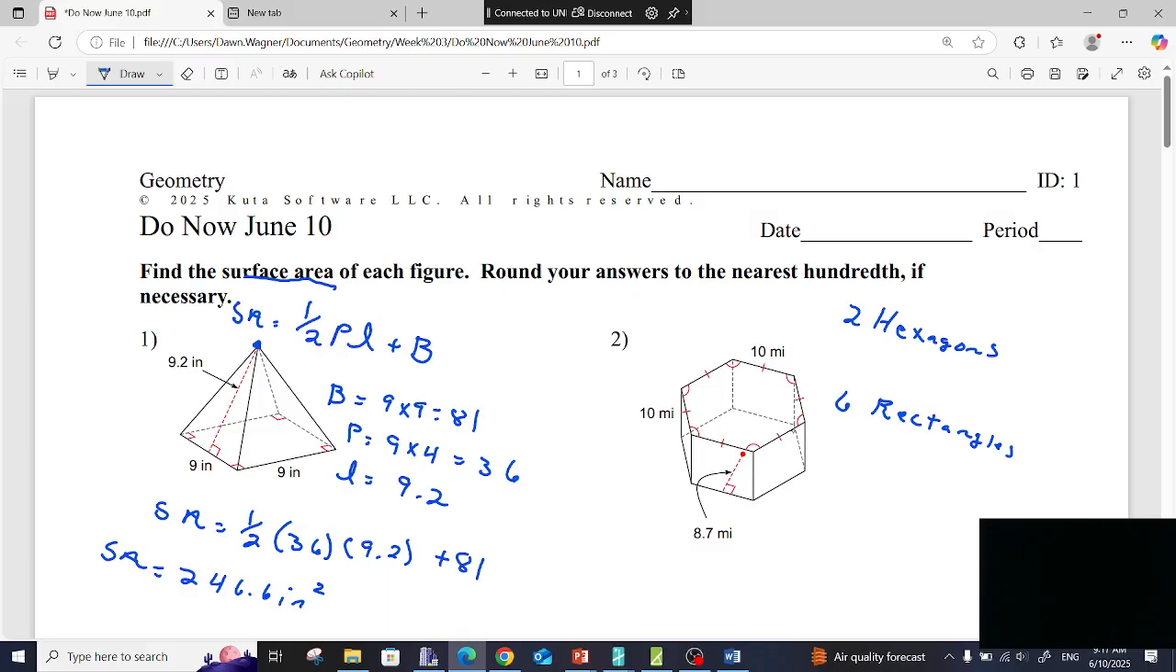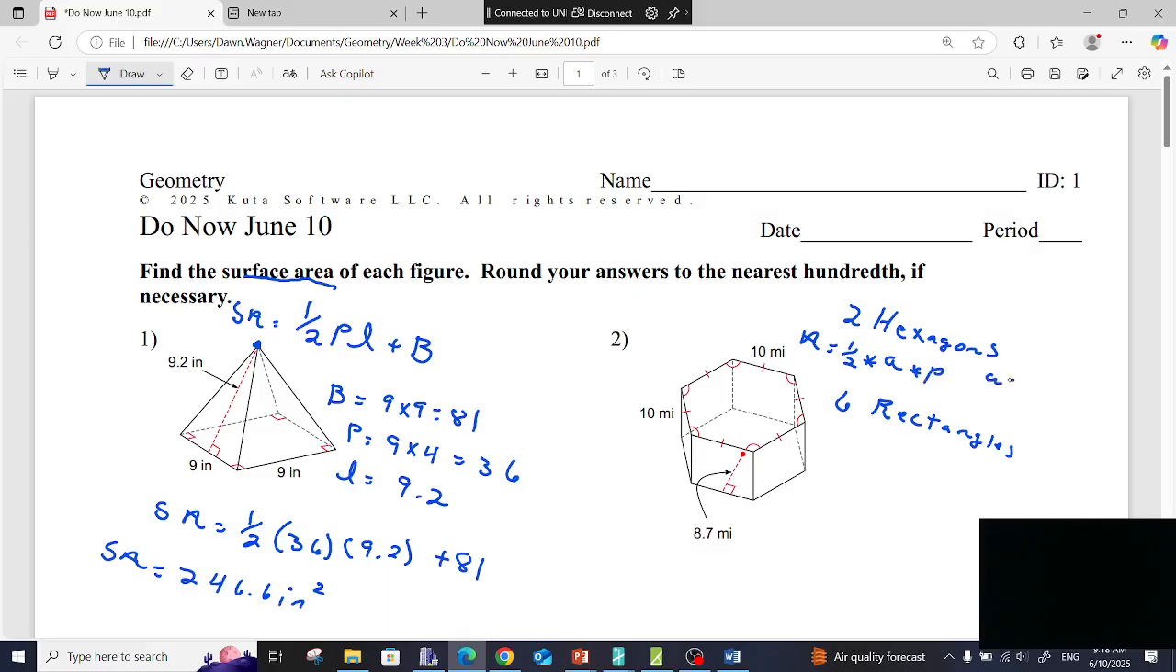Okay, when you have prisms, it's a little different. This prism, because we're talking about surface area, which would be like paint or wrapping paper, the surface area of this would be the 2 hexagons' area plus the area of the 6 rectangles going around. So for the hexagons, you need to use the area formula of 1/2 times apothem times perimeter.